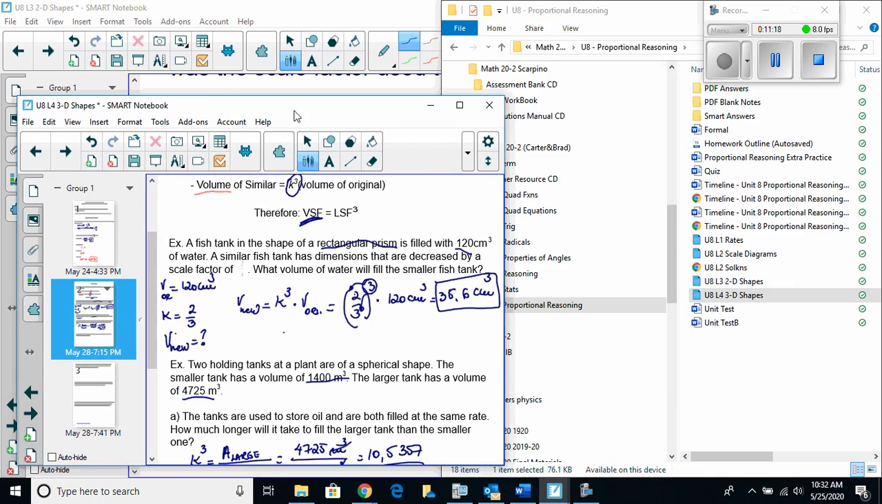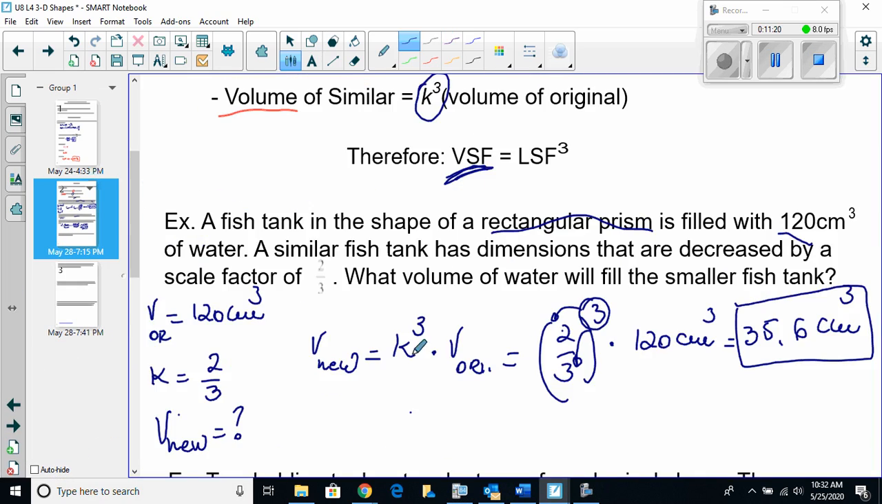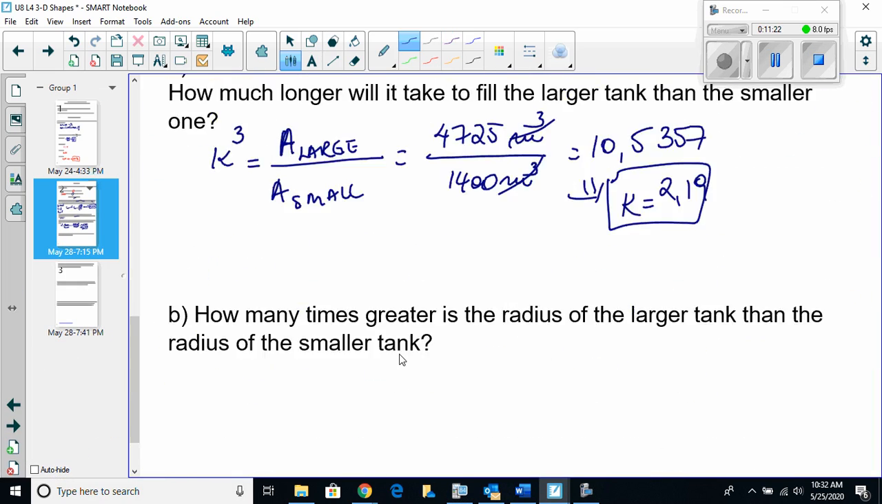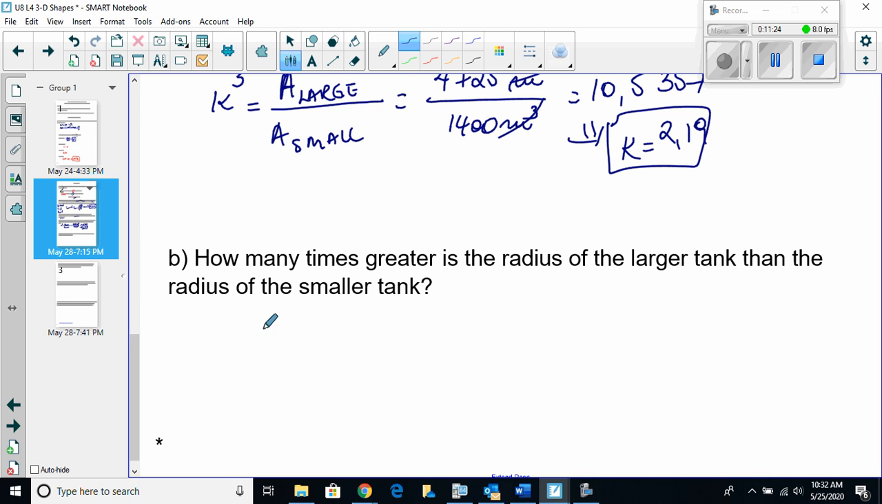And now, how many times greater is the radius of the large tank than the radius of the smaller tank? It is this one, because k is linear, and the radius is a line segment, so it's linear.